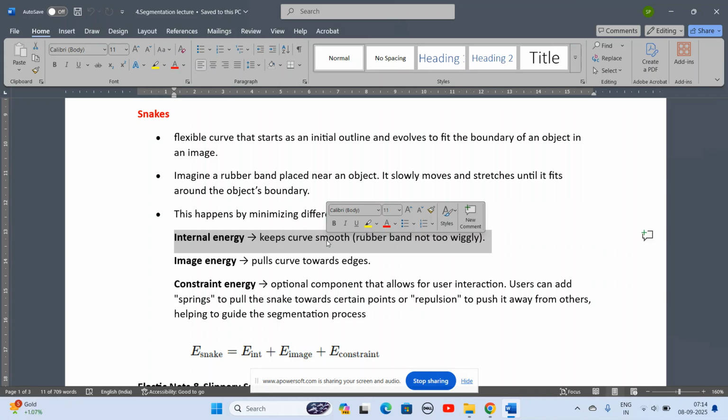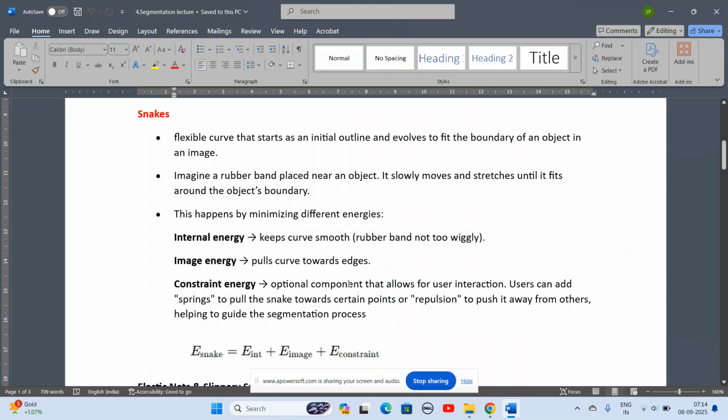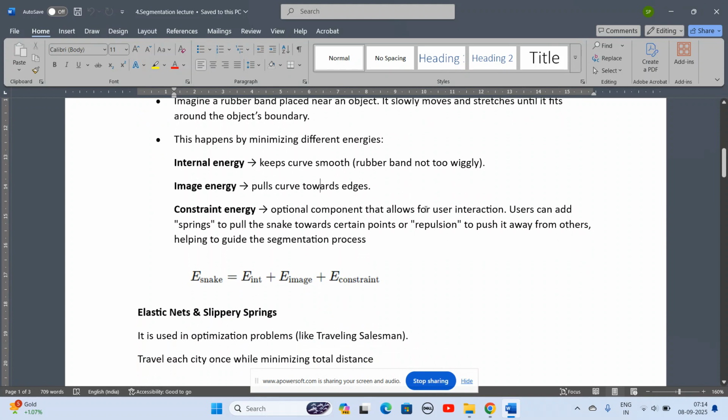Image energy pulls the curve towards the edges. If the curve you're drawing is somewhere outside the boundary, it will move towards the edges of the image. Then constraint energy is an optional component for user interaction. The user can add a spring to pull the snake towards a certain point, or we can use repulsion to push it away. So I can either pull my curve towards a point or push it away. Sometimes we may draw an edge which touches other parts of the image, so the edge should be on the exact boundary. So I can either push or pull. Spring means we'll pull the snake towards a boundary, and repulsion means we'll push it away from the others.